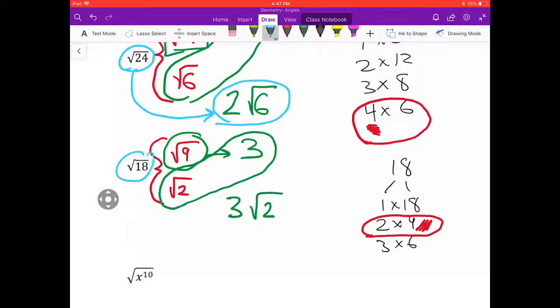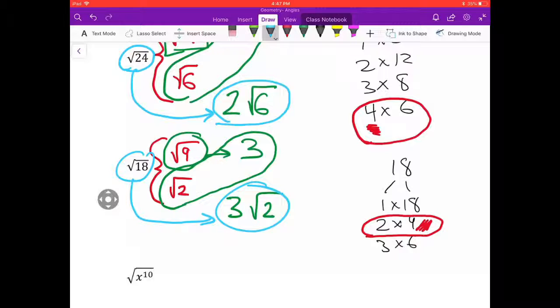And again, this is our simplified version, and you can use your calculator to check to make sure that it's right. Okay, this is the process that you have to go through when simplifying just numbers. Square root of 24, square root of 18, or any other number that could be thrown inside a radical.